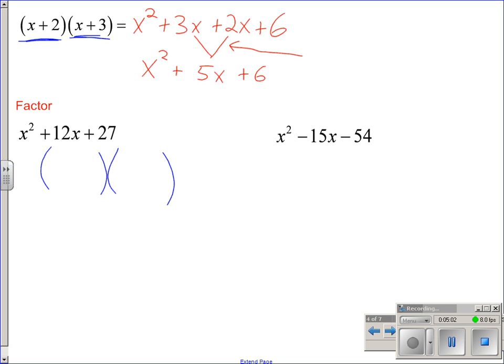So when we have this kind of equation or expression, it can factor to two binomials. But you're doing FOIL in reverse. So this first term that we had here, it came from the first term times the first term. So to get x squared, that's x times x. Now, the last term, this 27, it came from last term times last term.